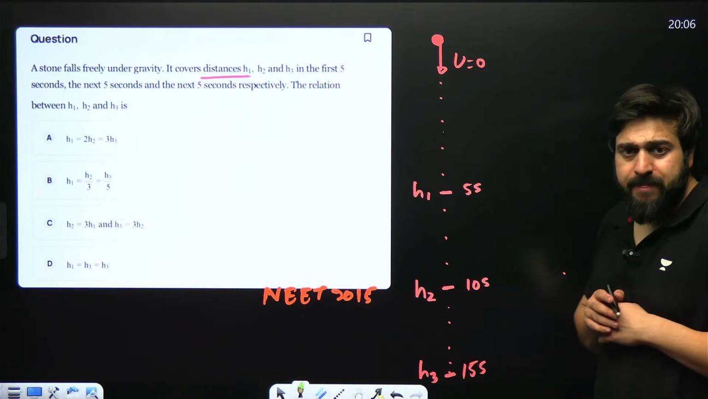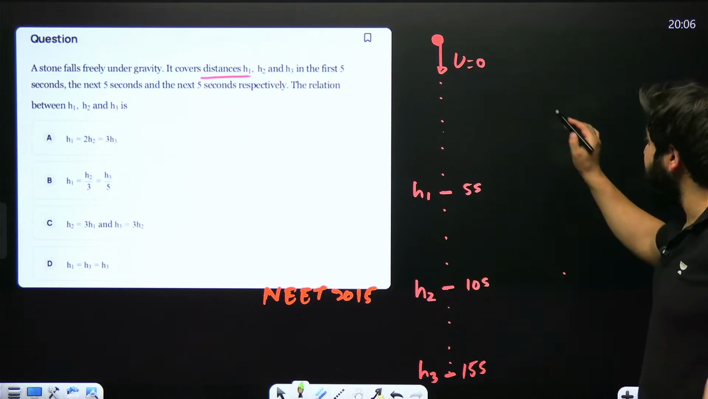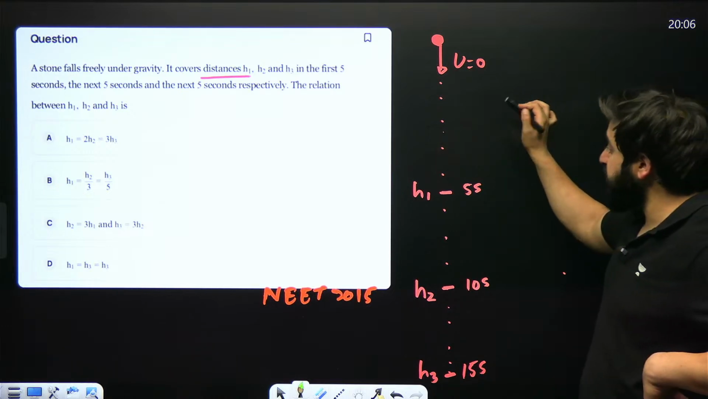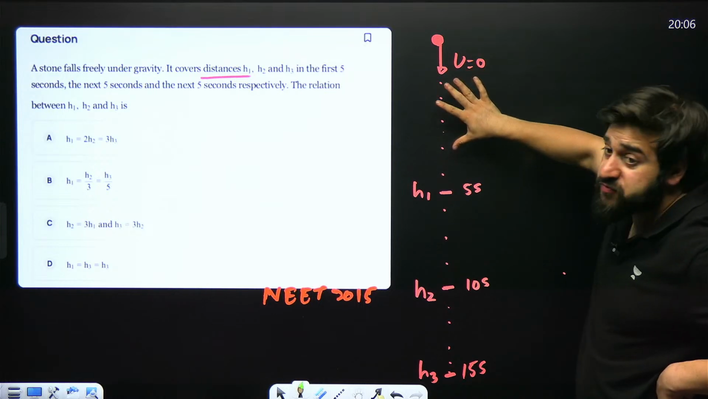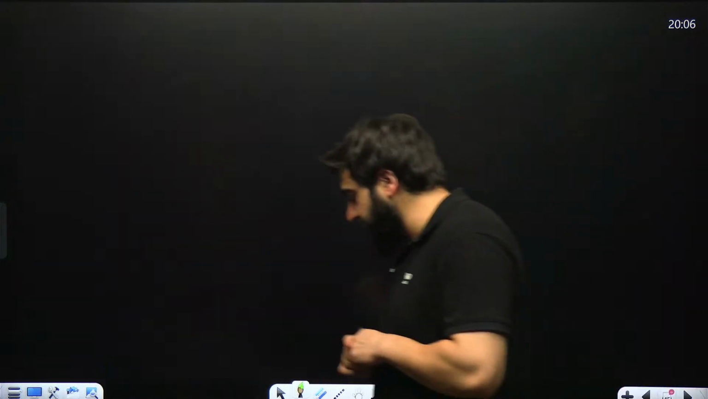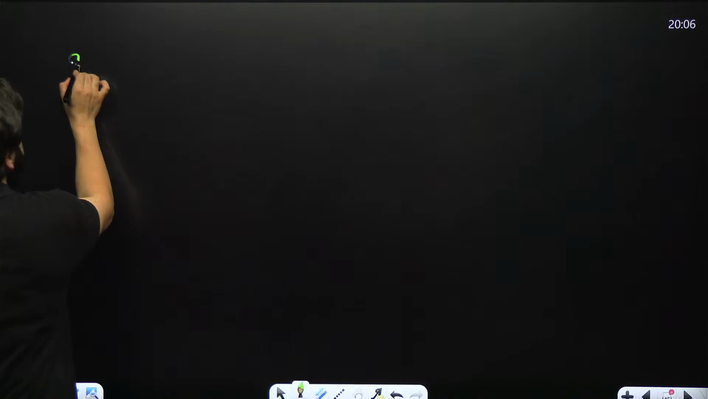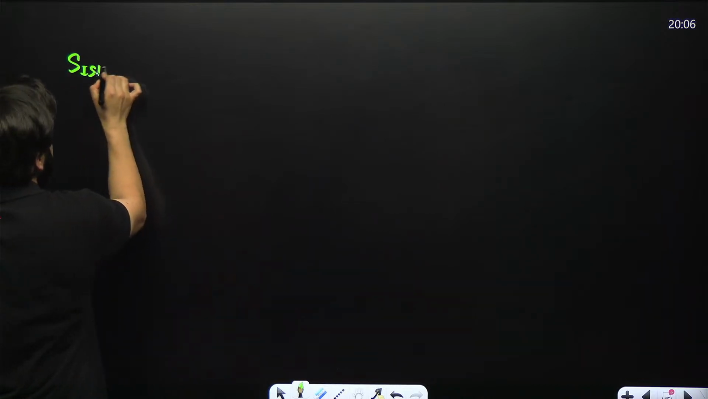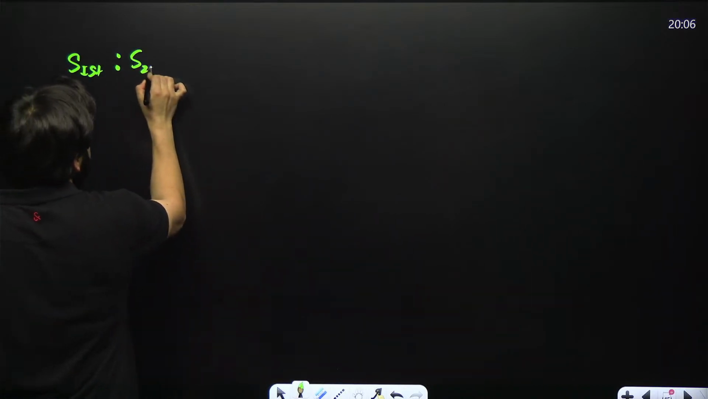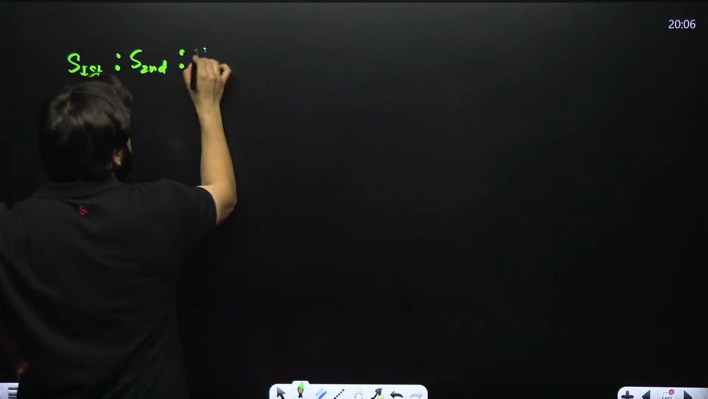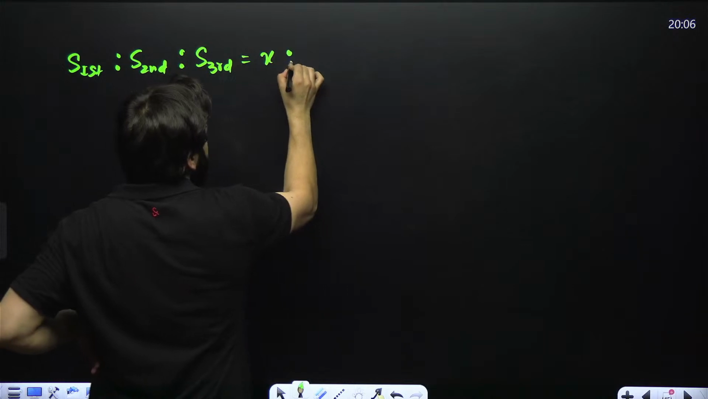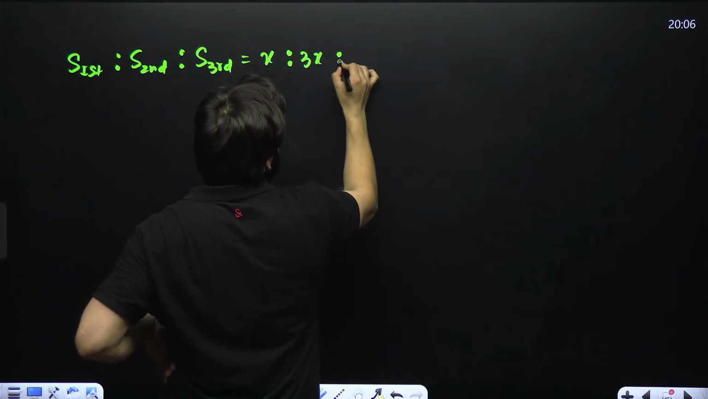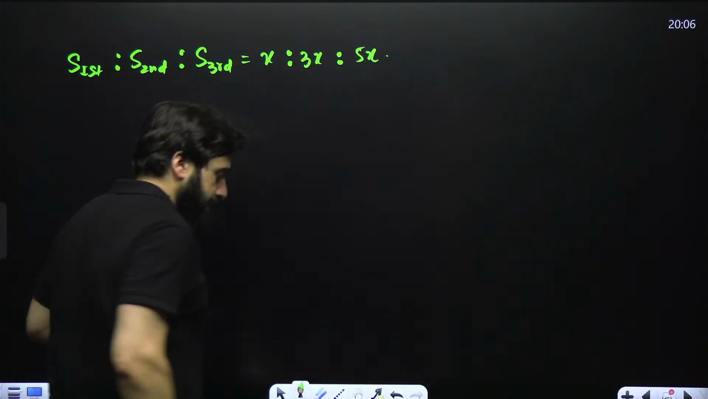Guys, see, it is exactly like the case of the ratio of displacement in the first second. Here, instead of the first second, you have been given the first 5 seconds. I'll write it something like this. Ratio of displacement in the first second is to displacement in the second second is to displacement in the third second. It is x is to 3x is to 5x.